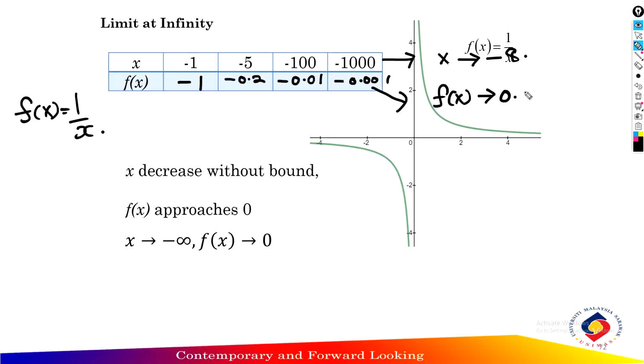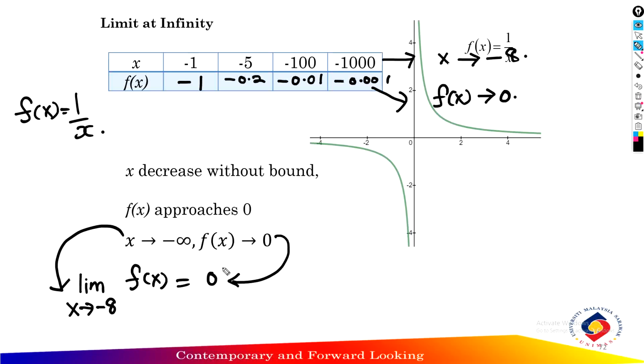Okay, and write down the notation, limits at negative infinity. So x decreases to negative infinity, so x approaches negative infinity of f(x) equals 0. So the limit of 1 over x as x approaches negative infinity equals 0. And then you check the graph of the rational function.